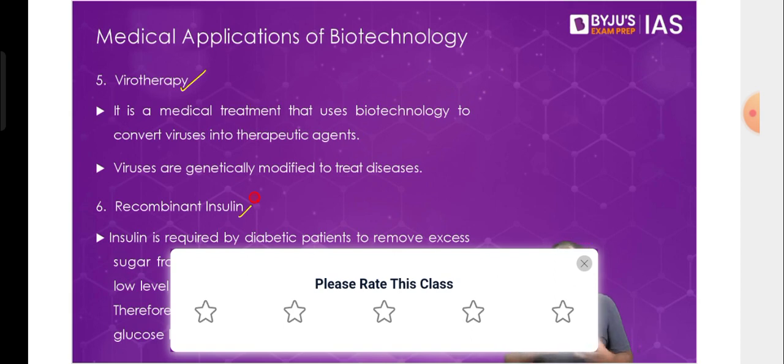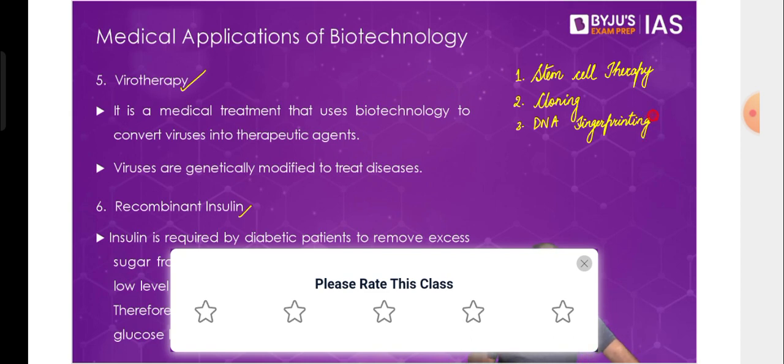So insulin is also a part of the biochemical process of the body. That's why the use of insulin is also, in a manner, an application of biotechnology. Apart from that, there are other such applications that we are going to discuss later. For example, we have stem cell therapy, some use of cloning as well, and we are going to discuss DNA fingerprinting as well. I mean, not today, we are going to discuss it tomorrow. But all these things are related to medical applications.